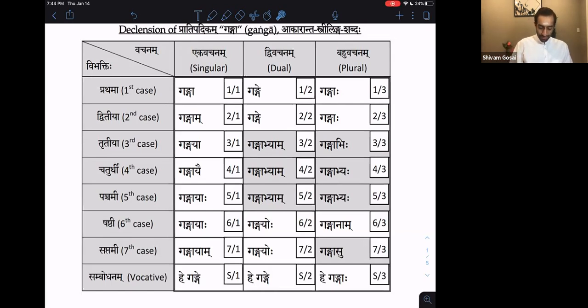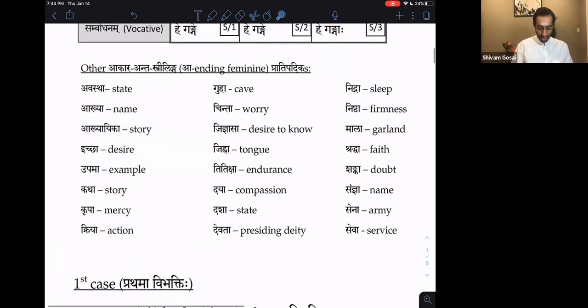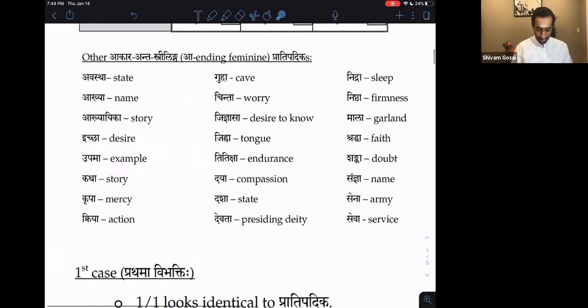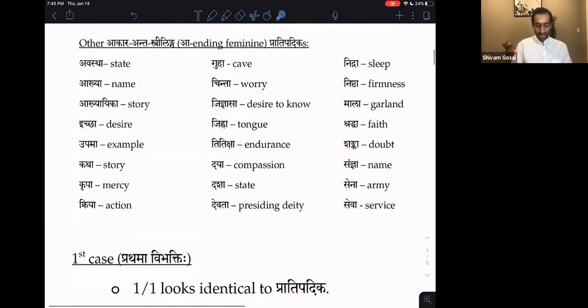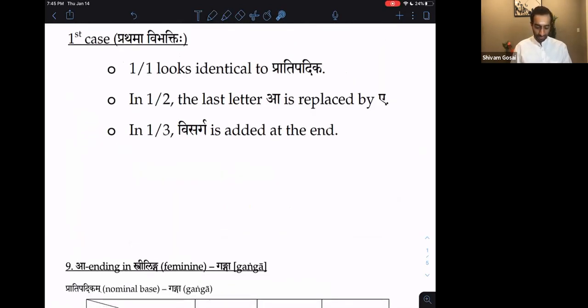Okay, so we'll see some of these words as we're declining, but we see a lot of these commonly in Vedanta. We see guha, heart, the cave of the heart, we'll see guha often. Nishta, firmness in knowledge, mala. These are all very common words. Shraddha, didiksha, daya, dasha, devata, these are all feminine words. So all of these words, we need to become familiar with them. They're all feminine words. So let's look at just the first case so far, and we'll come back to some of that vocabulary as we go along.